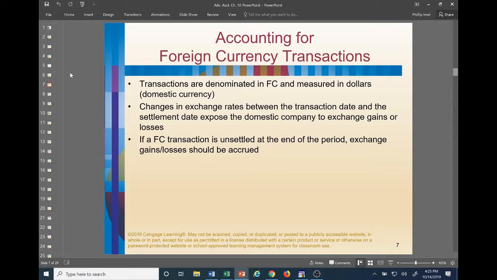If we take a look at the slide here, it says transactions are denominated in foreign currency and measured in dollars, the domestic currency. Changes in exchange rates between the transaction date and the settlement date expose the domestic company to exchange gains or losses. And if a foreign currency transaction is unsettled at the end of the period, exchange gains or losses should be accrued.